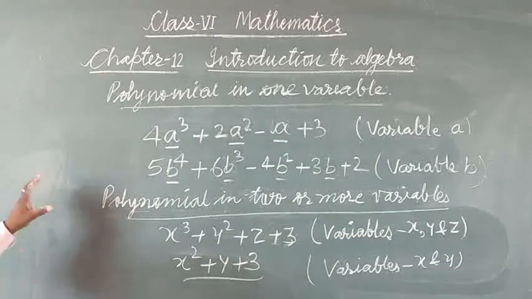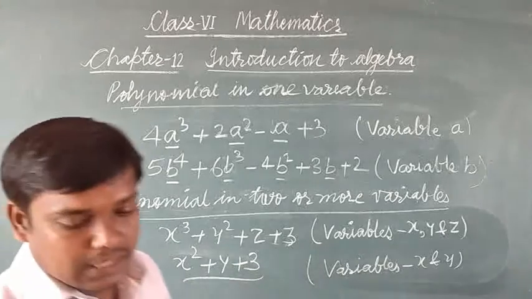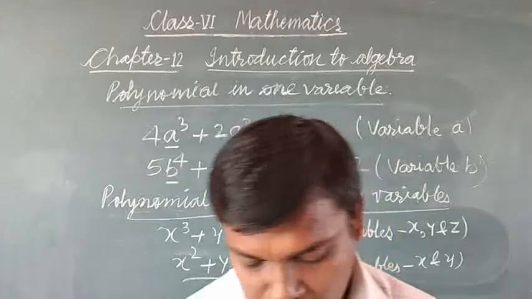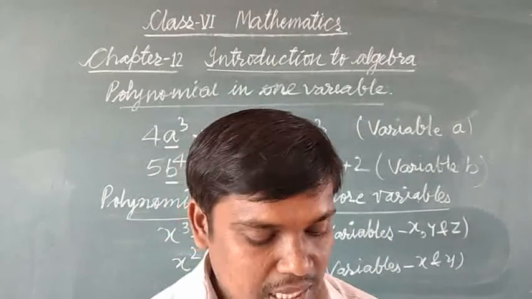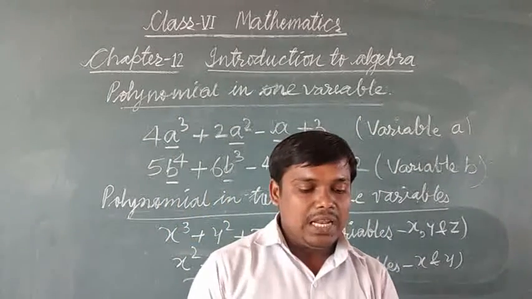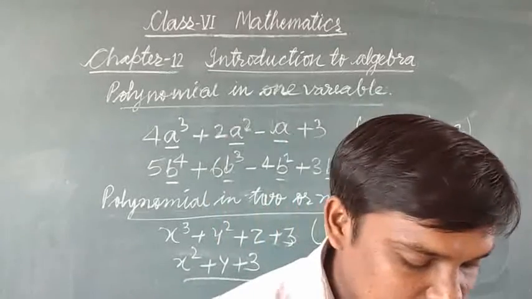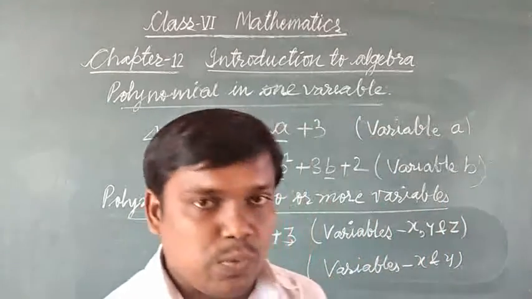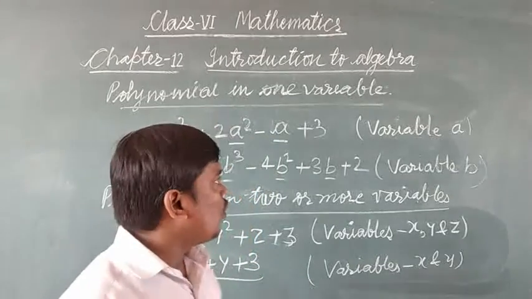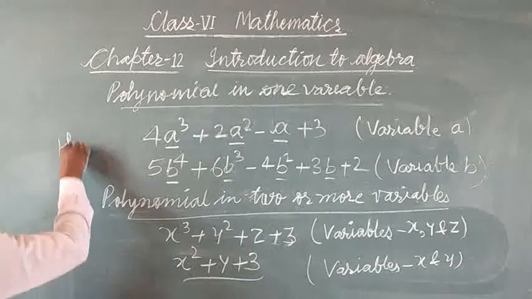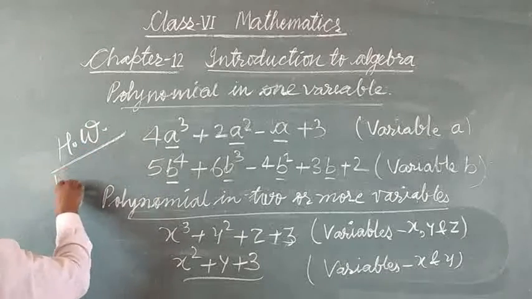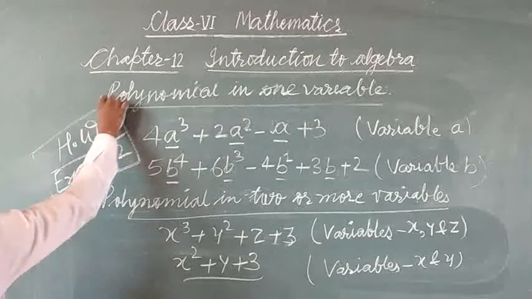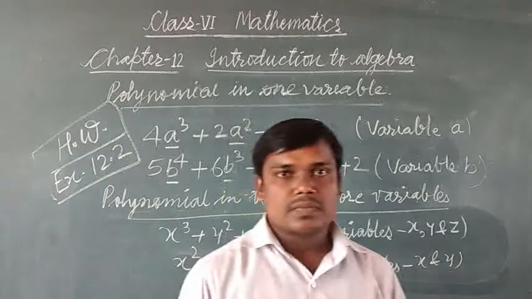So I hope you understood terms in an algebraic expression, the number of terms in an algebraic expression, and polynomials in one variable and in two variables. I hope you will be able to do exercise 12.2. Your homework will be exercise 12.2. Thank you.